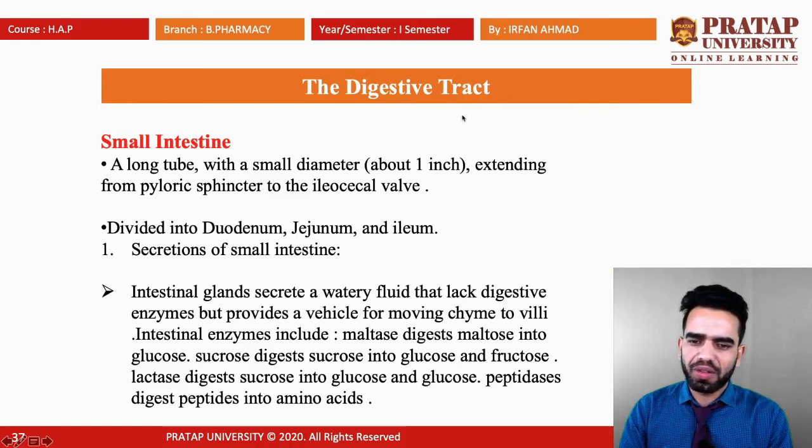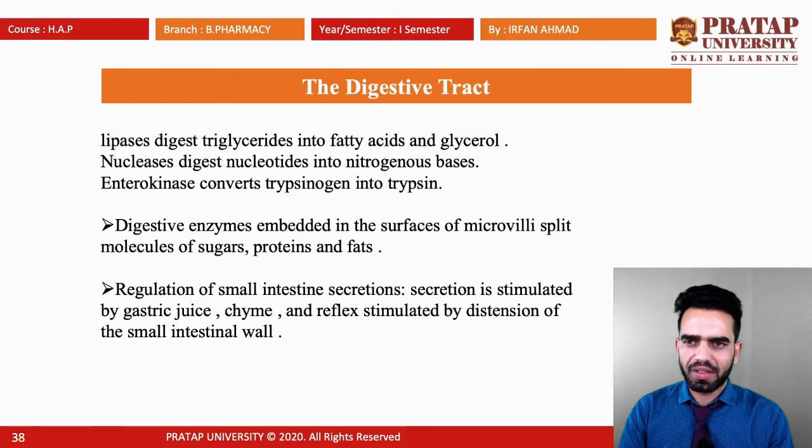Intestinal enzymes include maltase, which digests maltose into glucose; sucrase, which digests sucrose into glucose and fructose; lactase, which digests lactose into glucose and galactose; and peptidases, which digest peptides into amino acids. And lipase digests triglycerides into fatty acids and glycerol. Nucleases digest nucleotides. Enterokinase converts trypsinogen into trypsin. These digestive enzymes are embedded in the surface of the microvilli. They split molecules of sugars, proteins, and fats.